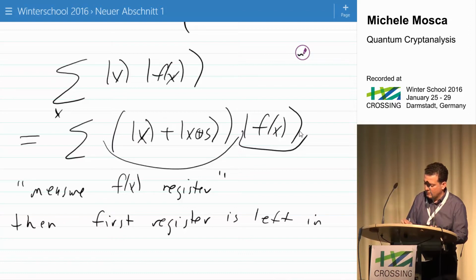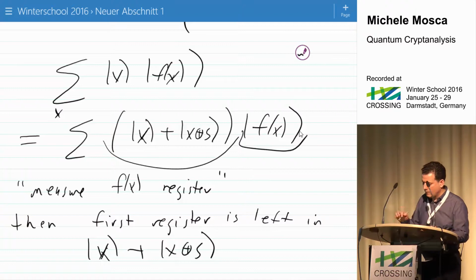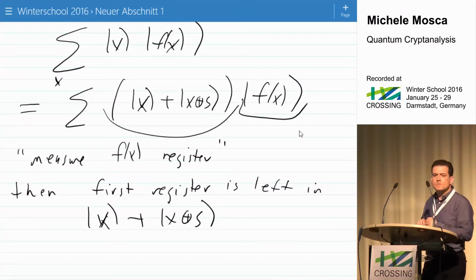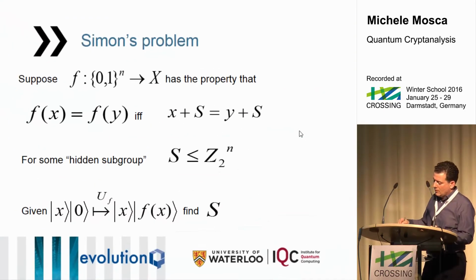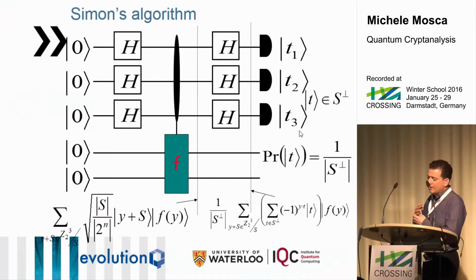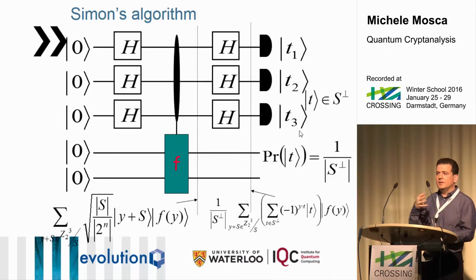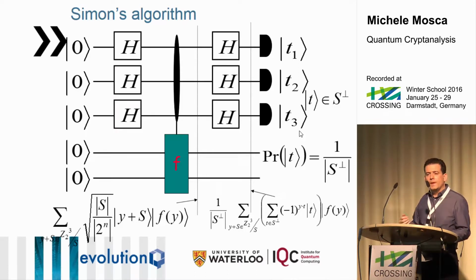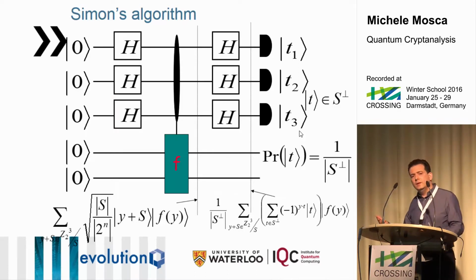What's left in this state? If it's left in this state and you apply that n-bit Hadamard gate to it, then you're going to be sampling. At the top you see, you sample vectors t that are orthogonal to that hidden string s. If you keep sampling vectors orthogonal to s, you'll be able to find s uniquely.